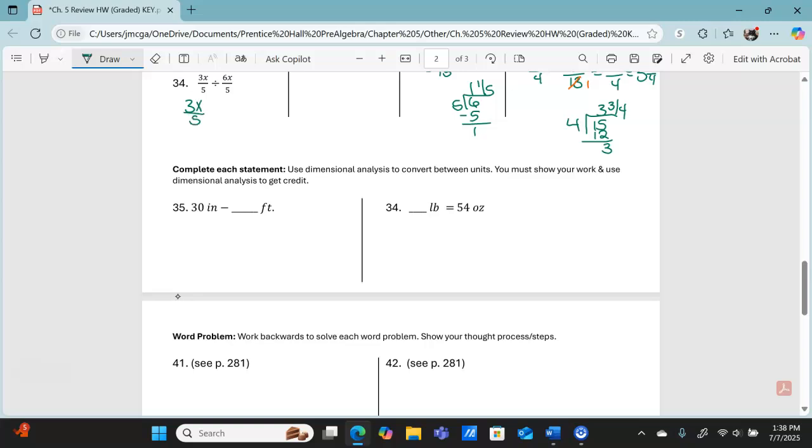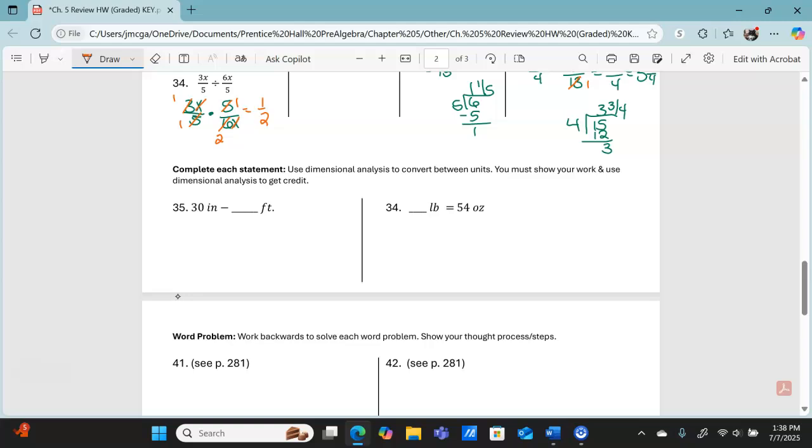We need to invert our second fraction and turn it into a multiplication problem. The fives, 5 and 5, 5 divided by 5 in each case is 1. X divided by X is 1. 3 divided by 3 is 1. 6 divided by 3 is 2. So we get 1/2 on that one.